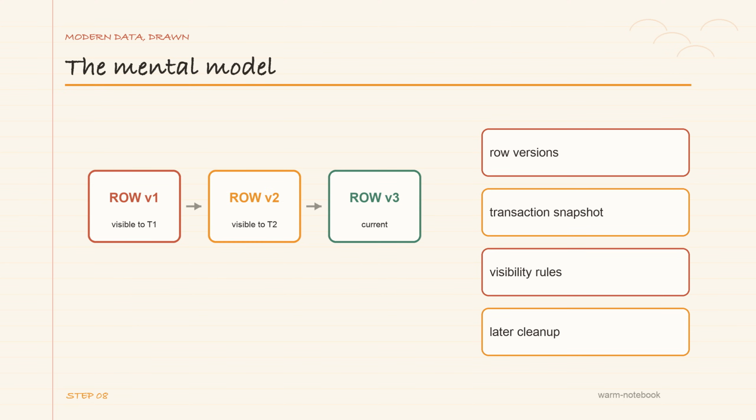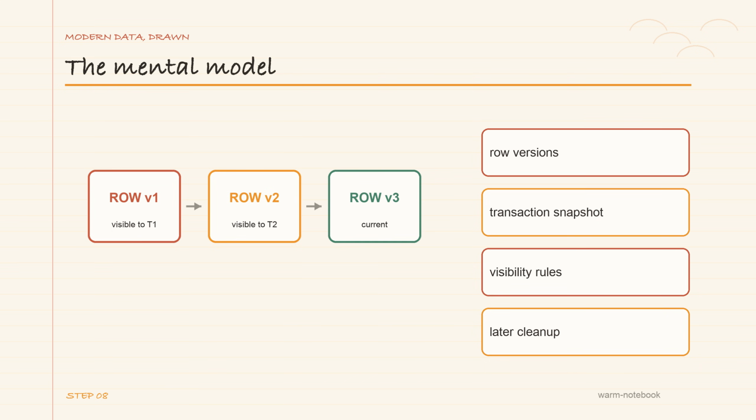Before we finish, let us join the pieces into one mental model. Think of MVCC as several editions of the same row. Each transaction receives the edition it is allowed to see. Readers and writers can overlap, and vacuum later clears editions nobody needs. This is the part that usually makes the whole concept click.